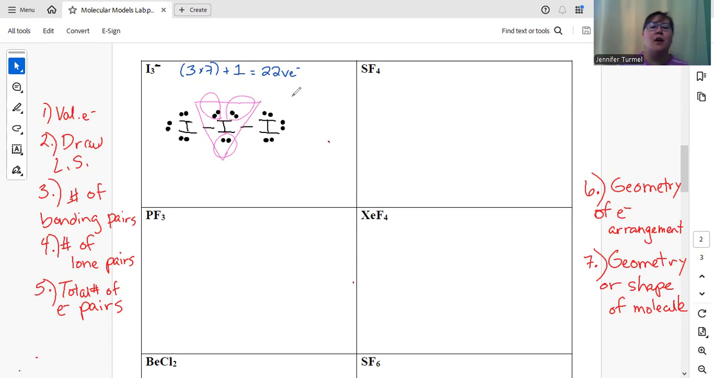Okay, so first of all, we get to number 3, and you can see that the center iodine has 2 bonding pairs. And number 4 means that it has 3 lone pairs. And number 5 means that it has 5 total pairs. Okay, so now we need to think about our next piece here. And number 6, the geometry of our electron arrangement, we've got 5 things on the center, which means that this is going to be a trigonal bipyramid.